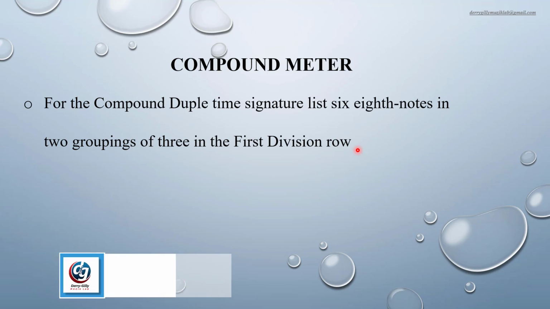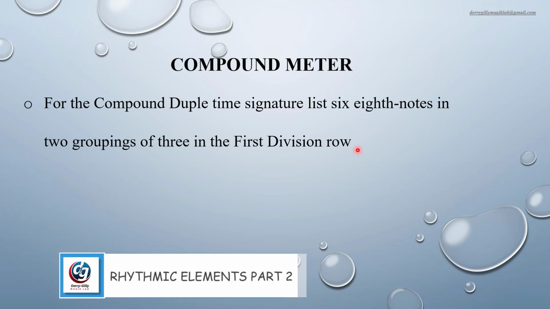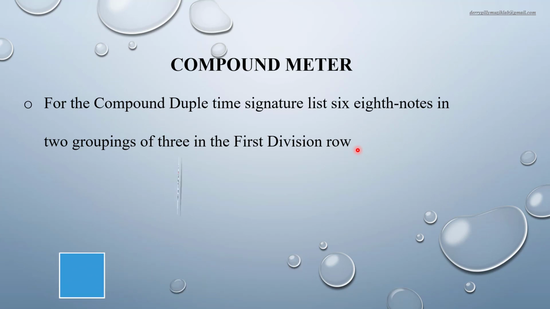Now, compound meters have certain characteristics that will enable prompt recognition. If you see a compound meter, the first characteristic is that the upper number is a 3 or a multiple of 3. The second one is that the prevailing background pulse must be a dotted value.